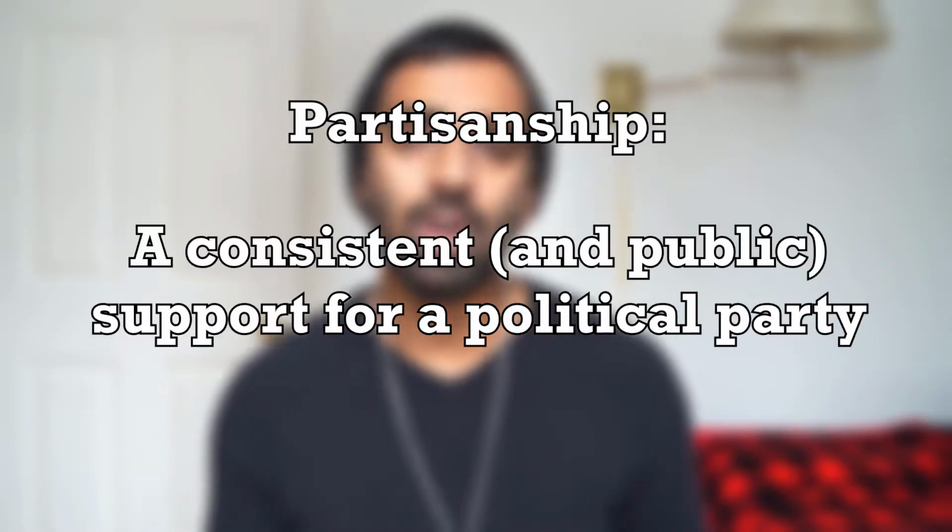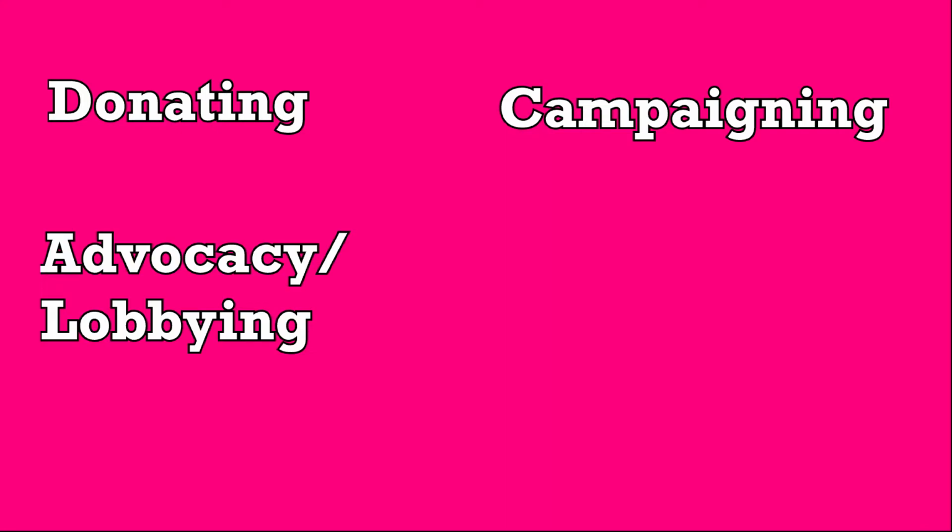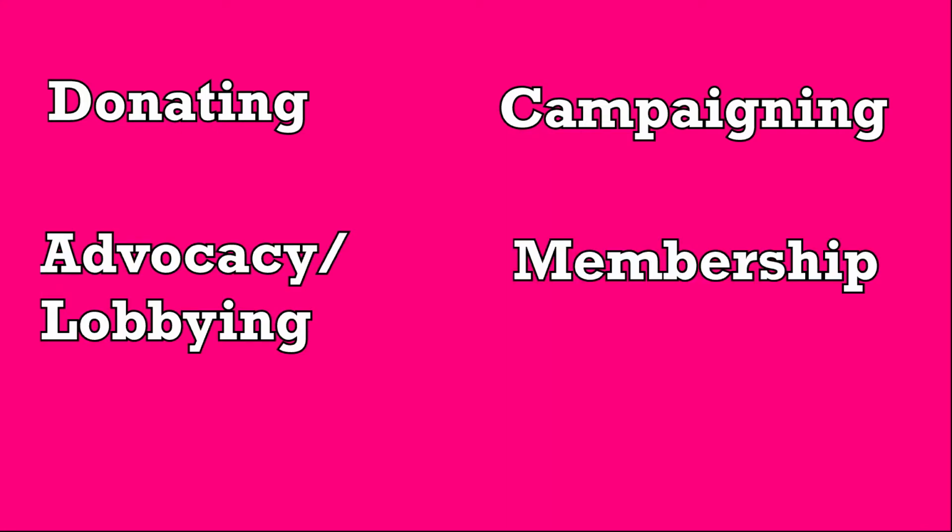So partisanship can take different forms, but it really is a consistent and public support for a specific political party. An example of partisanship is showing public or consistent support for, say, the Conservative Party here in Canada or the Labour Party in New Zealand. This could be donating, campaigning for, publicly advocating for, signing up to be a member for any of these parties.